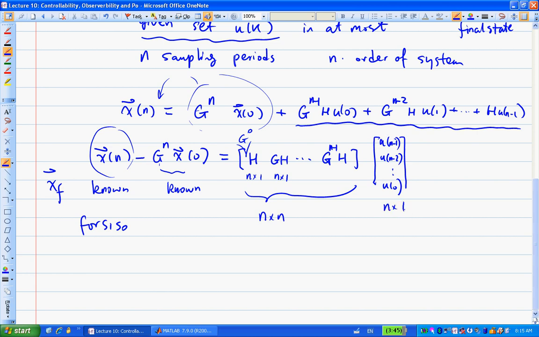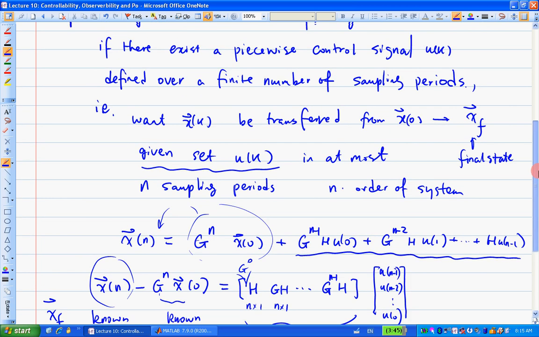So what do we want? According to our definition, if there exists a piecewise control signal u(k), such that this set of piecewise u(k) can bring your state variable x(0) to the final state x(n), then the system is said to be completely state controllable, right? Yeah.